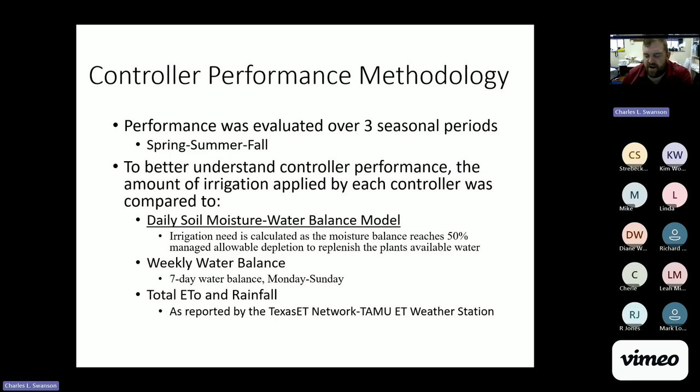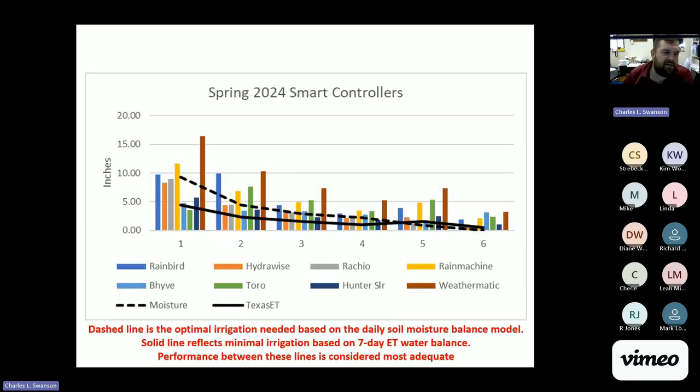Okay. And so I'm going to just highlight some detailed performance here, not to get into a lot of detail, but here we can see the performance of the controllers in the spring. How many inches did they apply for each of the 6 landscape zones? And so if we're looking at just this graph at a glance, the dotted line is what I would say would be the optimal performance. That's our soil daily balance that we're calculating in our irrigation model.